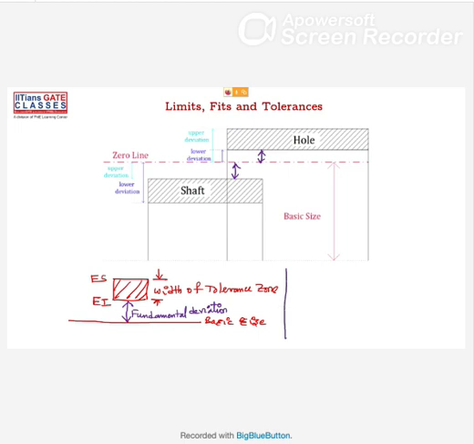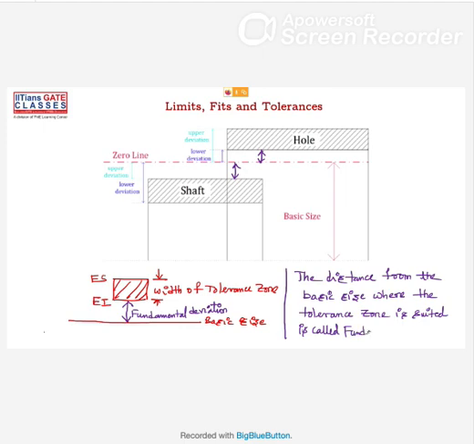Okay, I'll write it here itself. The distance from the basic size where the tolerance zone is situated is called fundamental deviation. Okay, fine. Got the point.